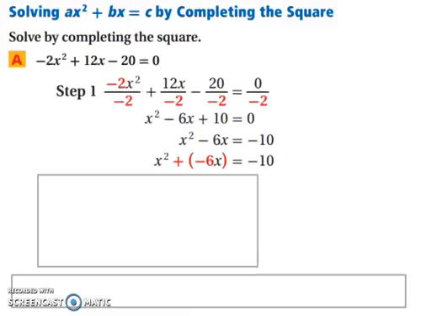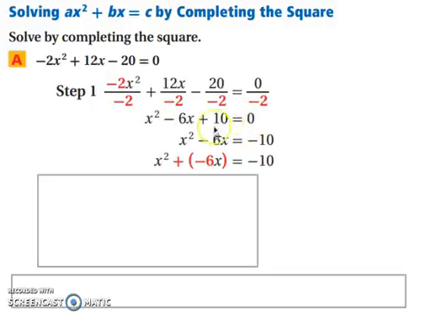Now let's try solving ax squared plus bx equals c by completing the square. So now we have an a value in front that isn't a 1. So step 1 would be to make sure it's just a 1. So we have a negative 2 in front of this example, so we're going to divide everything by negative 2. So now you're left with x squared minus 6x plus 10 equals 0.